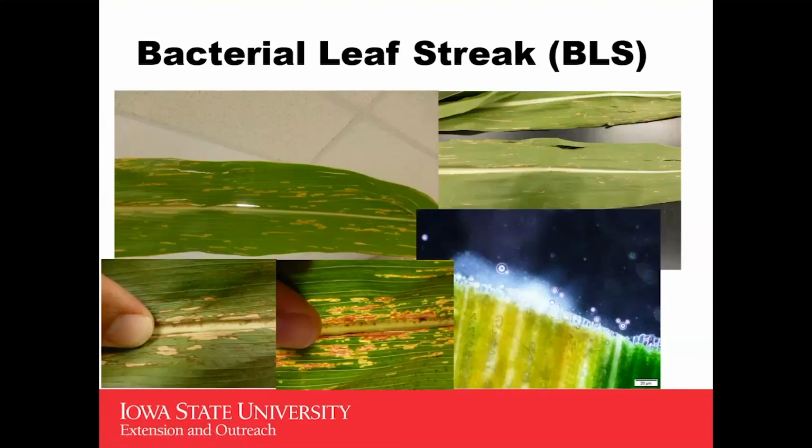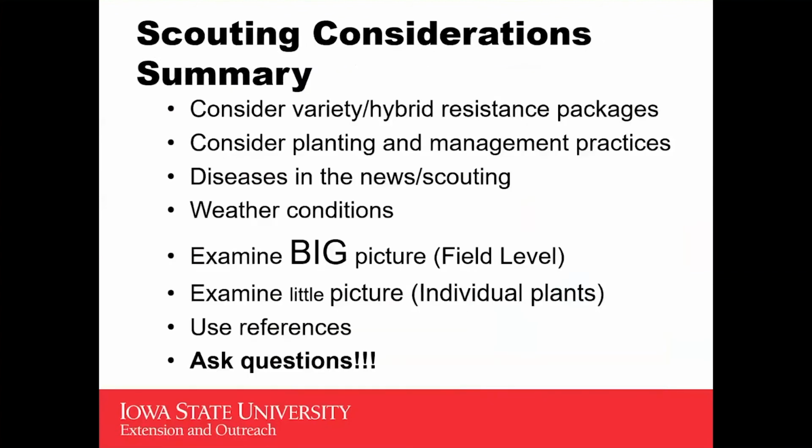So with that, I gotta be getting close to time, so I'll summarize here. There's a lot of things to consider: gather information on your hybrid variety, planting and management practices. I'm sure some of my other colleagues have mentioned watching the news can sometimes give you a heads up, particularly if there's something new. Know your weather conditions, your big picture, your little picture. Use references. I really do recommend those books. I'm not just trying to get you to buy them. They are really good resources.